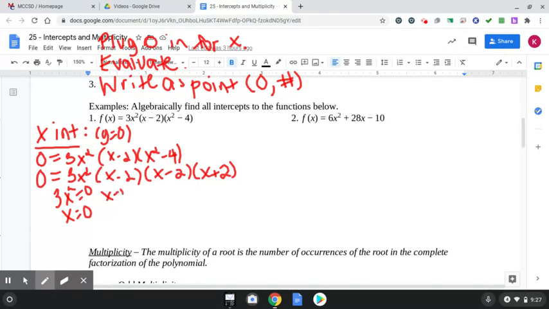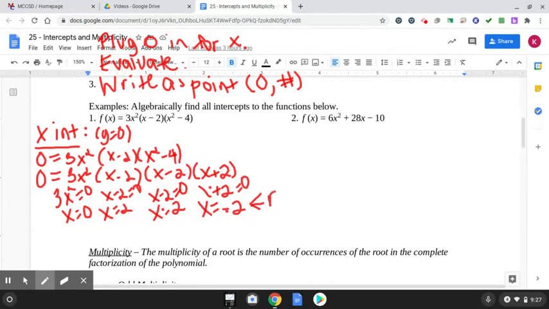X minus 2 equals 0 gives me x equals 2. X minus 2 equals 0 again gives me x equals 2. So you don't have to do that one twice. And then x plus 2 equals 0 gives me x equals negative 2. These right here are called the roots or the zeros. X equals 0, x equals 2, and x equals negative 2. The roots or the zeros, that's where the graph hits the x-axis when your function equals 0.